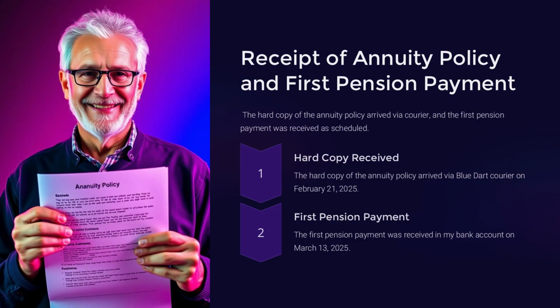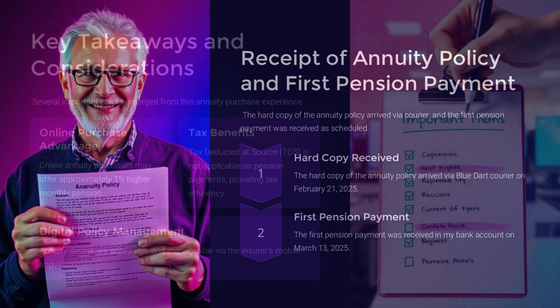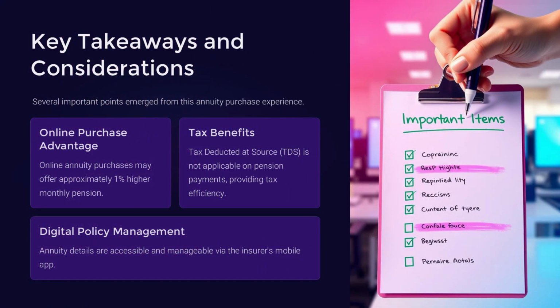Overall, the process was efficient, smooth, and professionally handled. It took just 7 to 8 working days for everything to come together. Before we end, here are a few key takeaways. Purchasing your annuity online can increase your monthly pension by approximately 1% of the payout amount. Pension payments are exempt from tax deducted at source, also known as TDS.